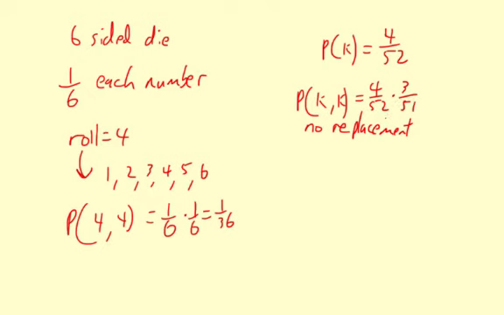So you can see how that's different than independent probability. If I replace the card each time, the probability is independent because I'm not changing the deck. But if I'm taking cards out of the deck or changing the sample space, that makes it a dependent situation. So that's the big picture for this lesson.